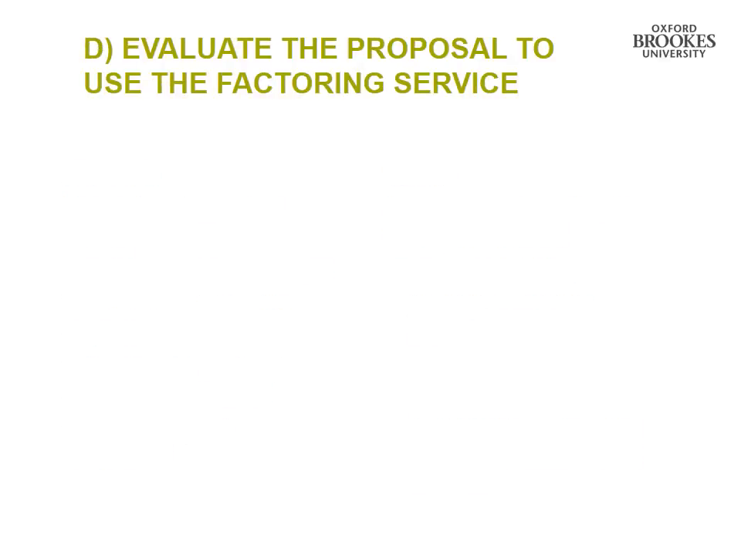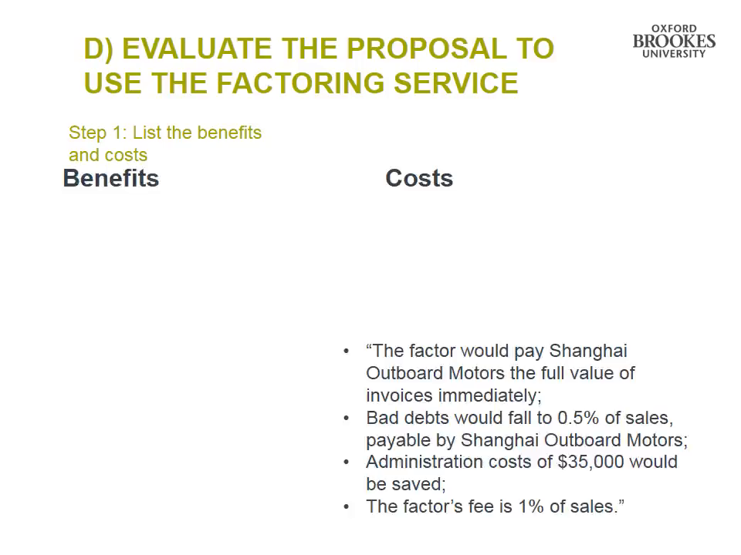Good. Finally, part D. Evaluating the proposal to use the factoring service. Now, there are more elements to this, but the process is very similar to part C. We start off by listing the benefits and costs. There's our headings, benefits and costs. And there we are. There's our bullet points in the question. So we go back to the question to identify them. And immediately, the way this particular question is laid out is made easy for us, because there are 4 bullet points. So that might mean that there's 4 costs and benefits altogether. Let's go through them and have a look.